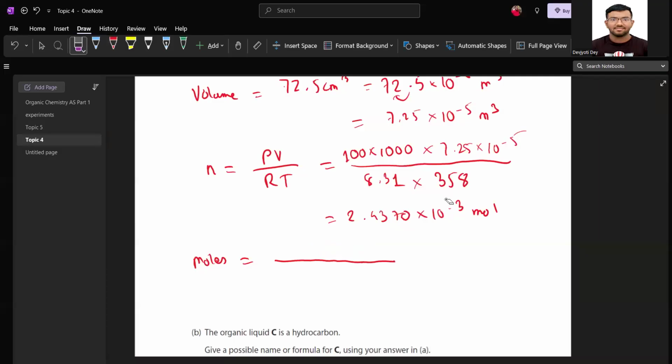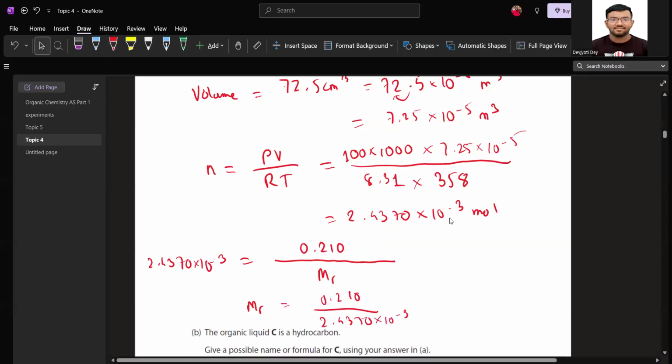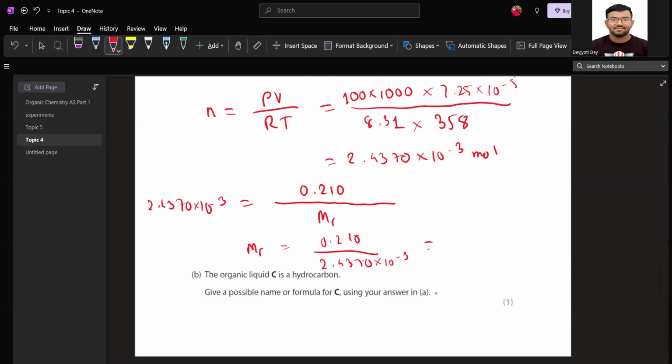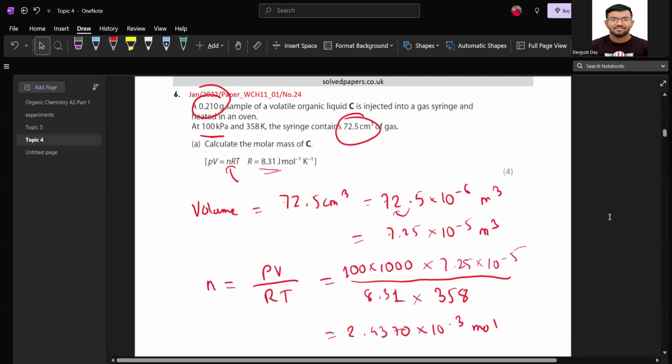Actually, I made a mistake. Sorry. 2.4370 times 10 to the power minus 3. And you know the mass 0.210, and they told you to find the molar mass. You just make the molar mass the subject, and you can easily get the value, which is about 86.172 gram per mole. I hope you guys understood this. Did you guys understand?